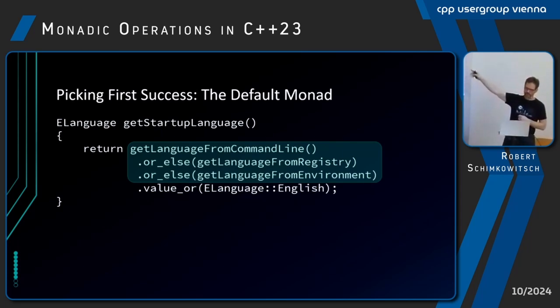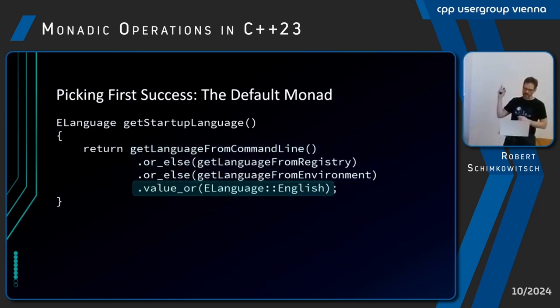And this is how we do it. I get the language from the command line, and if the optional is empty, the next function will be called, or else get language from registry, or else get language from environment variable. And if everything fails and I end up with an empty optional, and now we come to value or, then I can default to the fallback language.